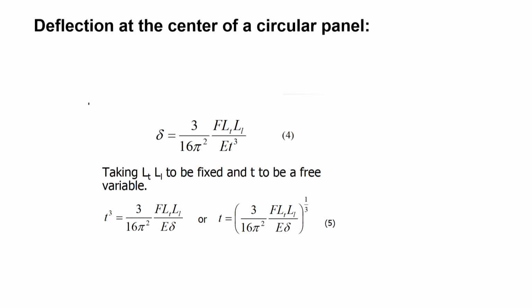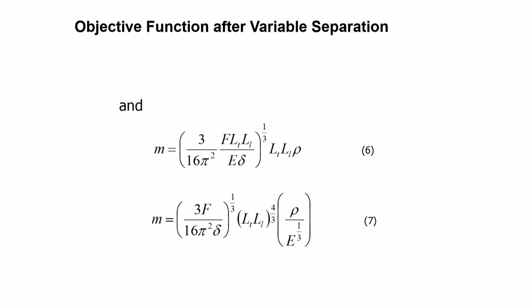The question now will be, what is the deflection? This is why we had chosen a circular panel for which a nice closed form relationship exists that gives us the deflection with respect to the force. Now, LT and LL, the size of the panel, is actually fixed. So, I can express the only free variable, thickness, in terms of all the other parameters. And if I express thickness in terms of all the other parameters, then I can rewrite the mass of the system.